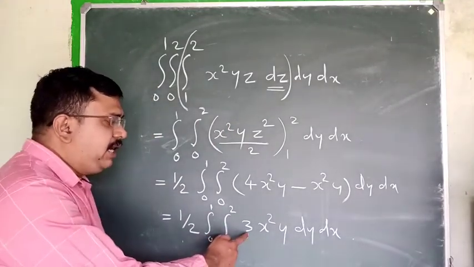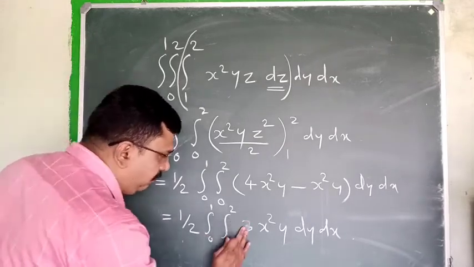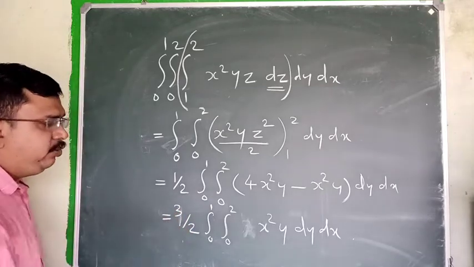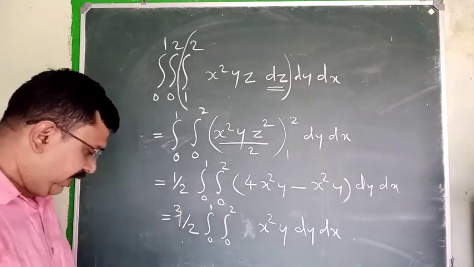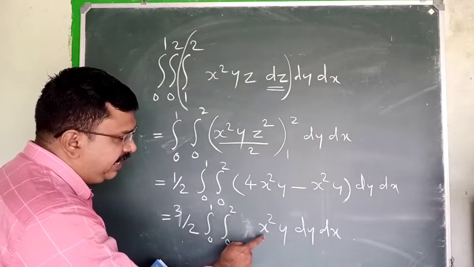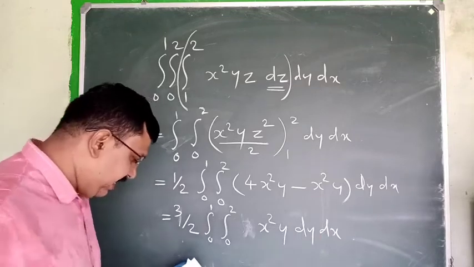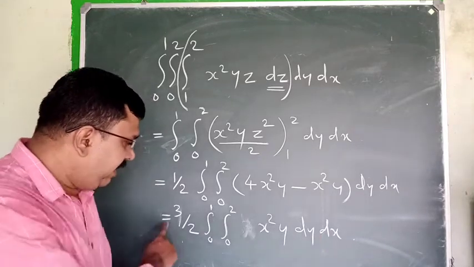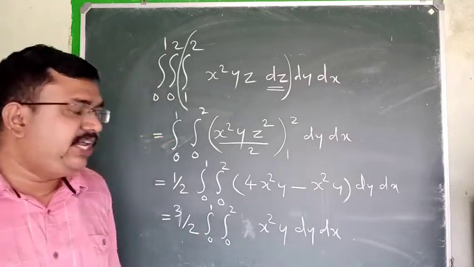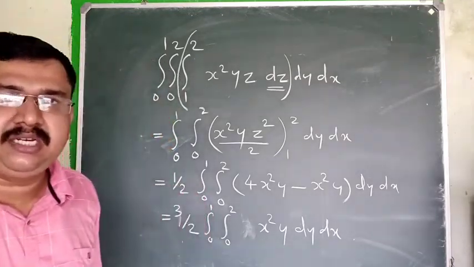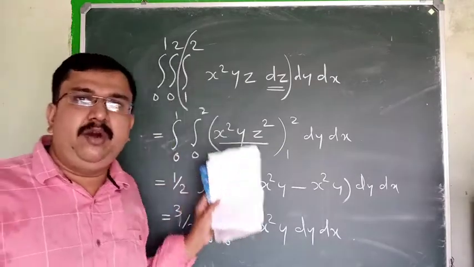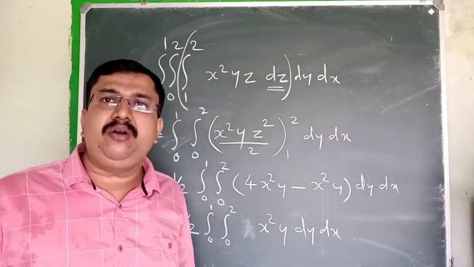This 3 can also be taken outside. Then it becomes 3 by 2 into integral 0 to 1, integral 0 to 2, x square y dy dx. Next step, listen. Please write this down in your notebook, then we can move to our next step.